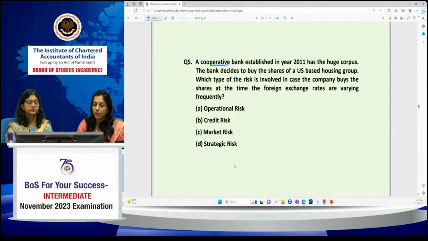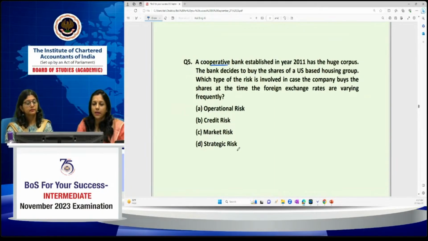You have to understand what the operational risks are, what the credit risks are, what the market risks are and what the strategic risks are that relate to the core banking system. So we got the answer, I guess, from this question also. No, it's from question number 4. So shall we wait for a few seconds? Okay.